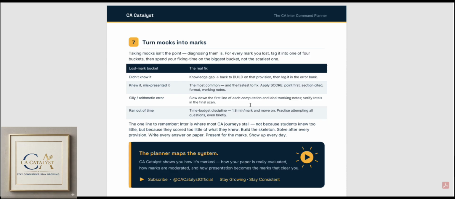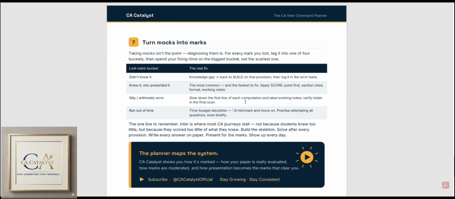Then the lost mark could be because of a silly arithmetic error. So slow down on the first line of each computation. Whenever you do a computation, just give 1 second of focus to the first line before writing it, label the working notes correctly, and verify the total in the final scan. You should not be in a hurry to make a total right with the calculator, miss out, and then cut and cross everything. Whatever final arithmetic value you write, write it in a legible manner. That's it. This is how you can fix it.